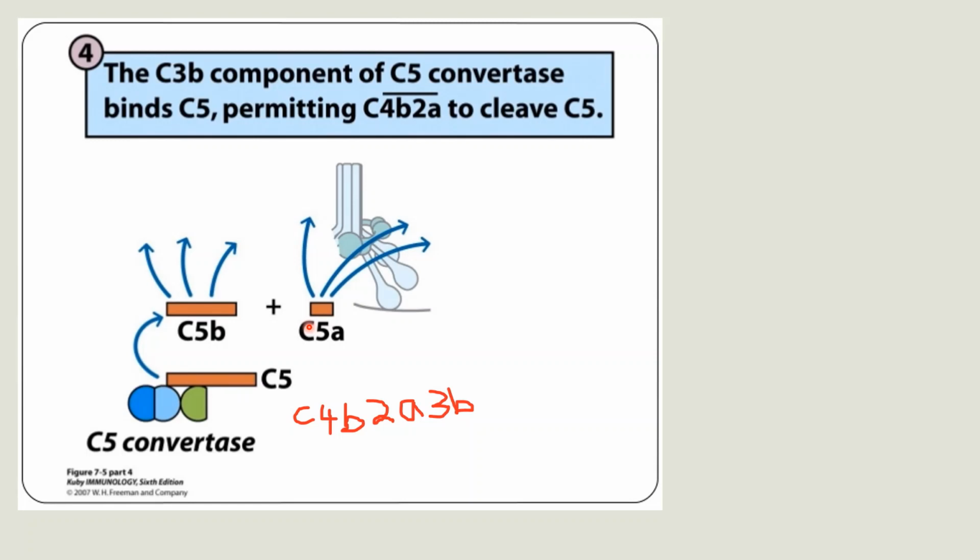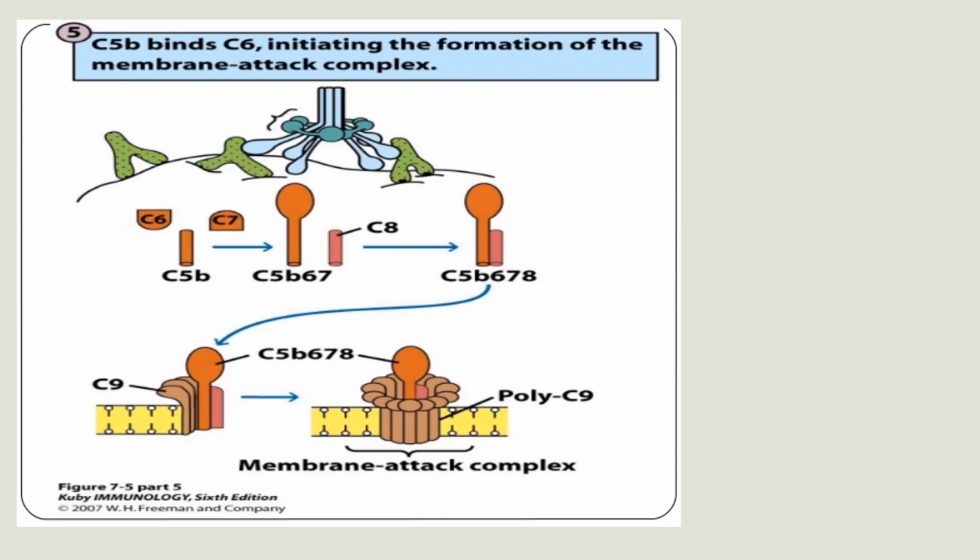Let's see the next step. The final step is the formation of the membrane attack complex. C5b binds C6, initiating the formation of the membrane attack complex. Here, C5b will attach to the surface of the target cell, and this C5b will be inactive within 2 minutes unless C6 binds and stabilizes its activity. C5b will bind with C6.